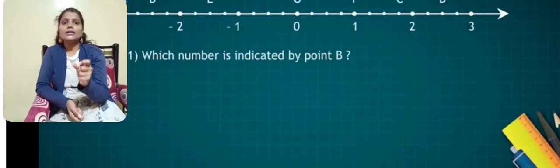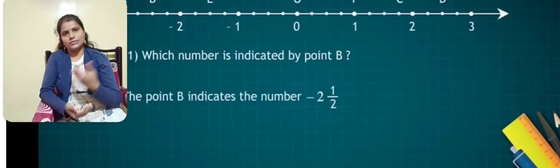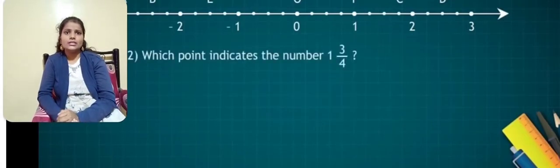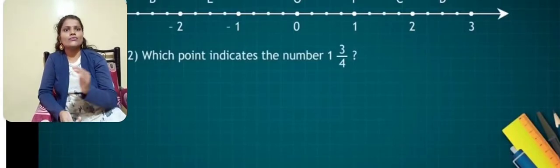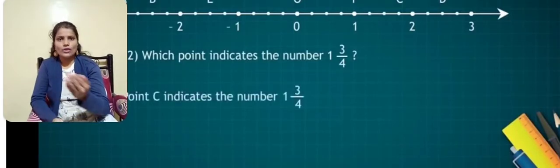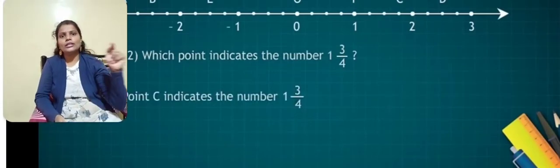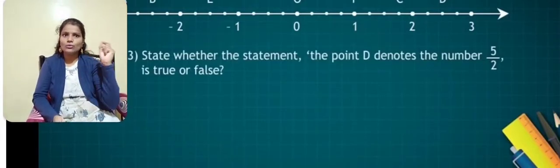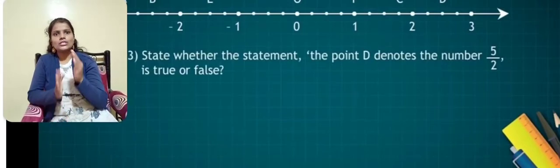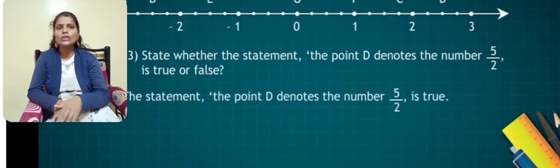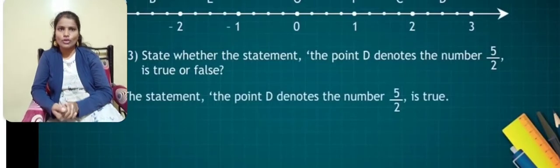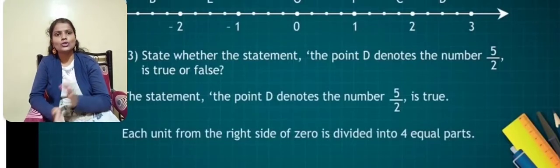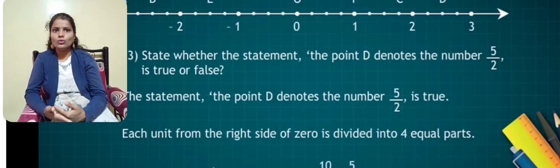Now the second question: observe the line and name the numbers. Which point indicates the number, say, 1 and 3 upon 4? You have to solve that. Points A, B, C, D, etc. You have to count from 0 to 1. State whether the statement "point D denotes the number 5 upon 2" is true or false. You have to see whether it is true or false. This statement is true, because that is the number denoted.